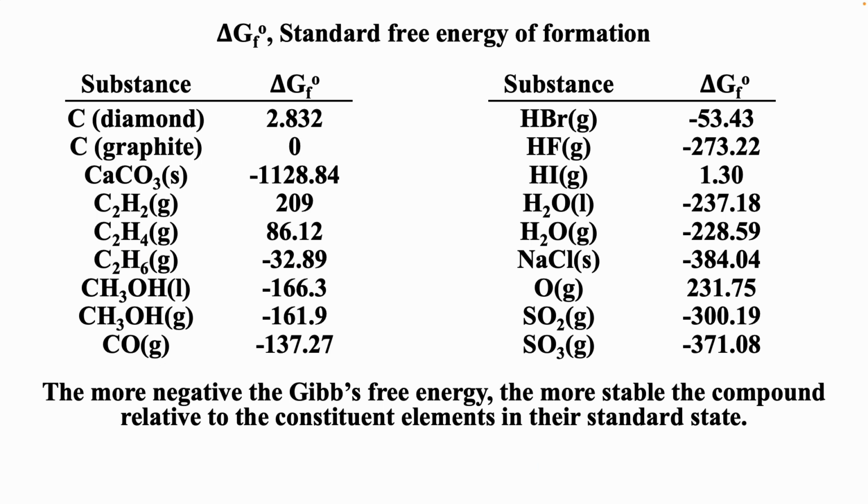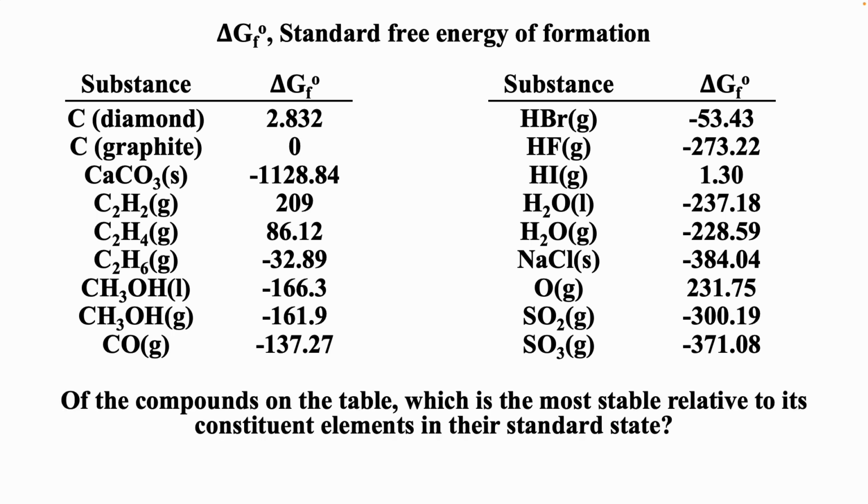C2H6, etc. So the more negative the Gibbs free energy, the more stable the compound relative to its constituent elements in their standard state. So on the compounds in the table, which is the most stable relative to its constituent elements in the standard state? And so that would just be the most negative, and so that would be the calcium carbonate.